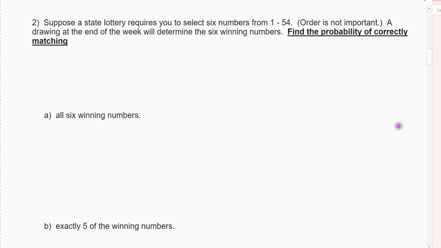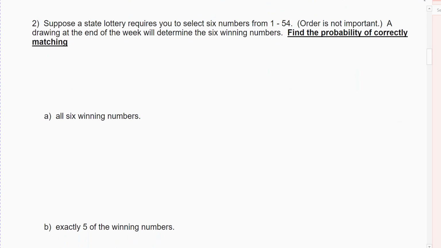Alright, the second example. Suppose the lottery requires you to select 6 numbers between 1 and 54. Order is not important, so that means combinations. At this point, you should be automatic. Drawing at the end of the week will determine 6 winning numbers. Find the probability of correctly matching. Again, we'll do those in a second.